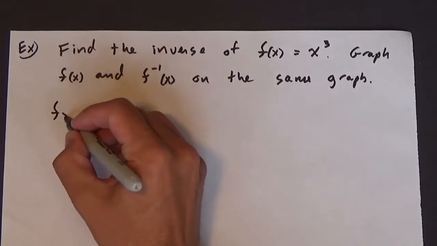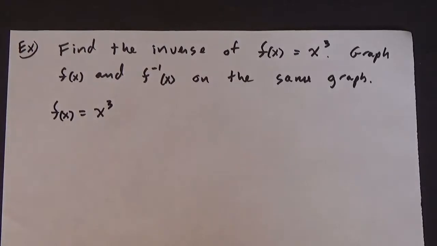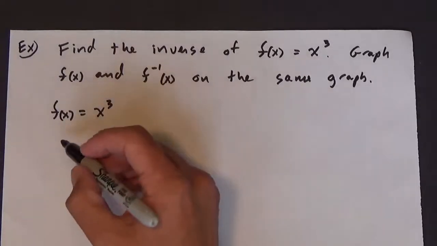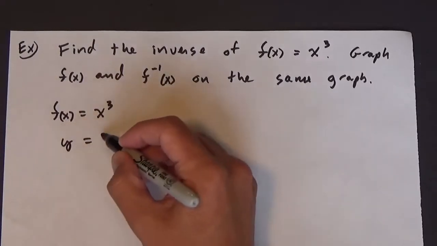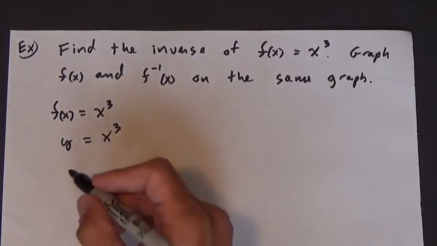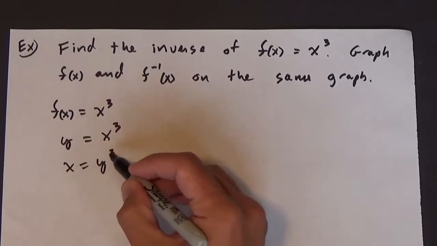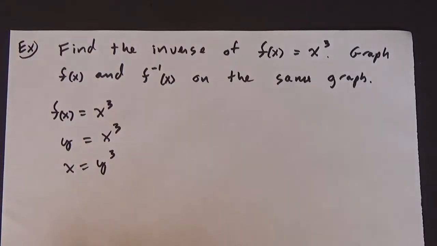So we have f of x equals x cubed. The first step in finding the inverse was to replace f of x with y. So we have y equals x cubed. Then we interchange x and y. So that means x equals y cubed. Next we have to solve for y. This one's not too bad.